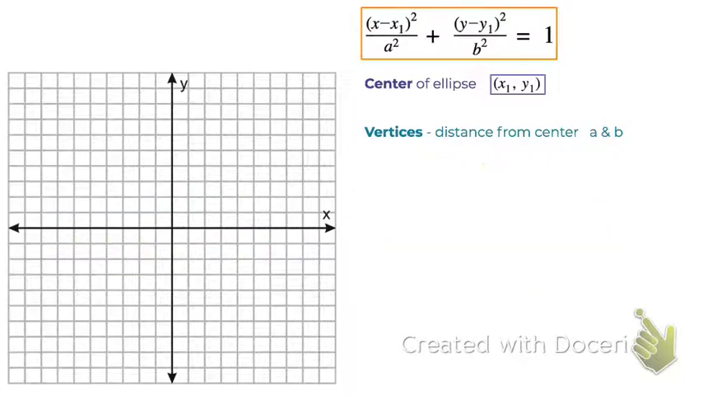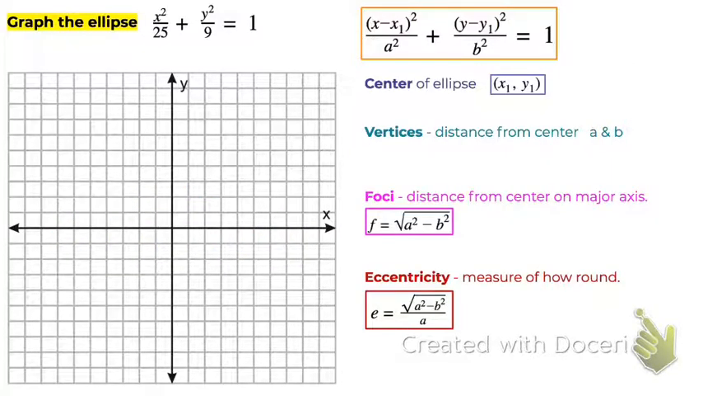Now let's try to use what we just learned here to graph when we're given an equation. So if you look at that, I have x squared over 25 plus y squared over 9 equals 1. So remember, the center is what is being subtracted from the x and the y before you square it. And there's nothing being subtracted from the x and y. So that means the center is right there at 0, 0. And then remember, the vertices are a and b. That's the distance from the center.